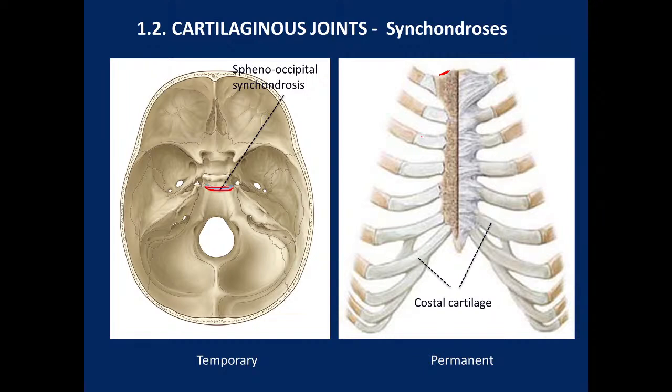We distinguish three types of cartilaginous joints. There are synchondroses, symphysis, and epiphyseal cartilages. Synchondroses may be temporary, transforming into bone union later, or permanent. And we find such permanent cartilaginous joints between two bones in the basis of the cranium.